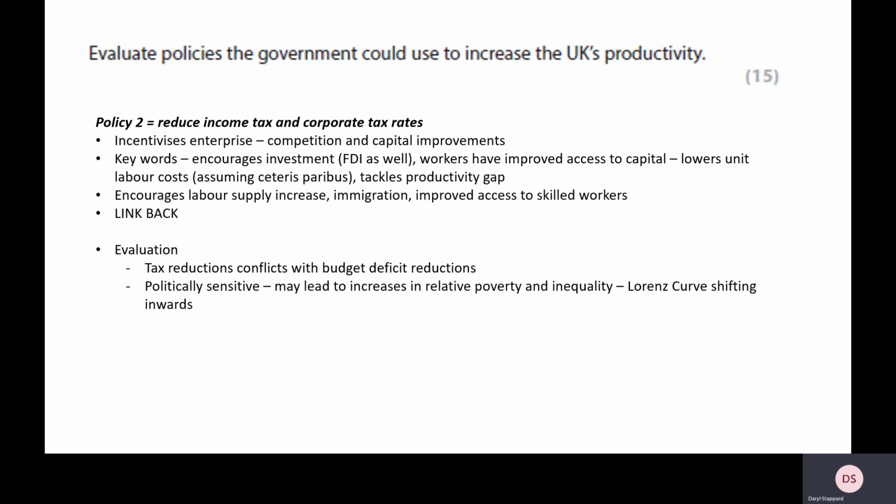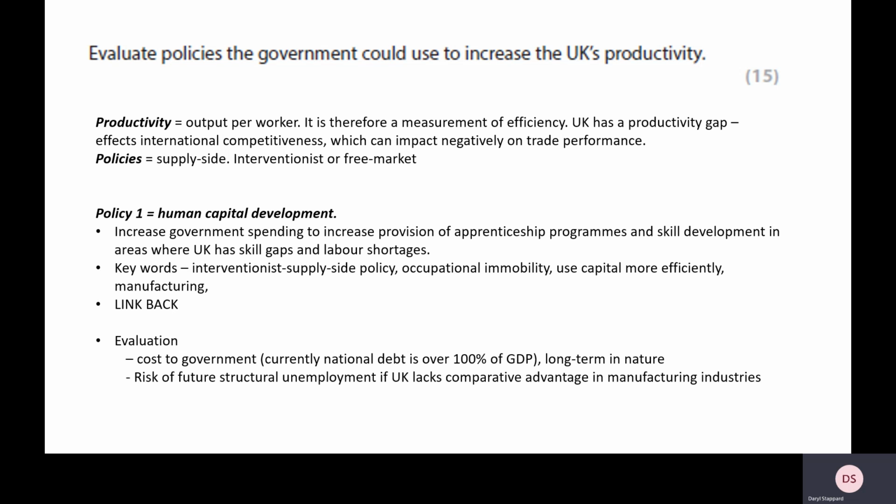So everyone, just to wrap up then, we would evaluate two policies. We would kick off first of all with a definition of productivity. We would then maybe briefly mention that supply side policies are used to improve productivity. Policy one, I went for human capital development. I had a clear chain of analysis, links to the UK economy, but then I linked it back to how it would increase productivity. I would evaluate it with one of these different arguments, and the one that I would personally go for is that these policies are long-term in nature. But then I would need that detailed chain of analysis to explain that point that I'm making there.